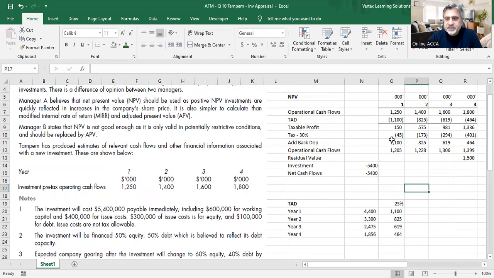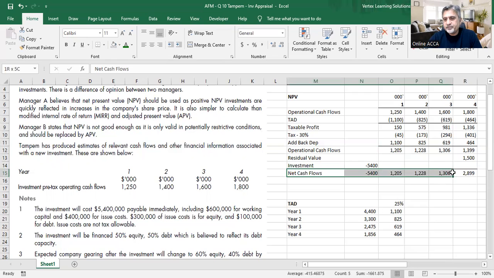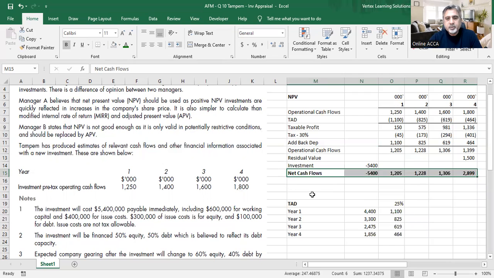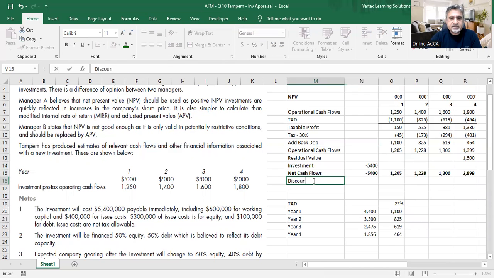So add back depreciation. These are the numbers. And then you get this number here, and you take it down there, okay? So these are your net cash flows. And here, what you need to do is find out your discount rate, or discount factor, let's call it.